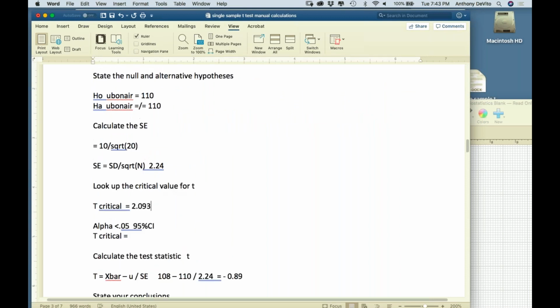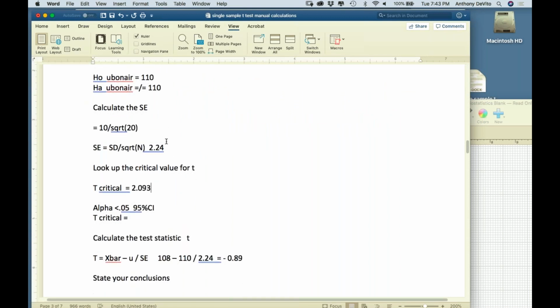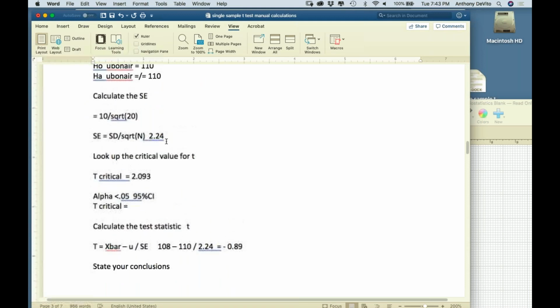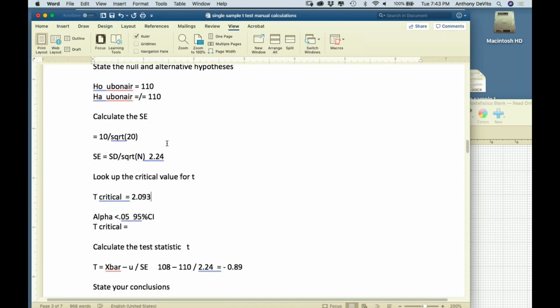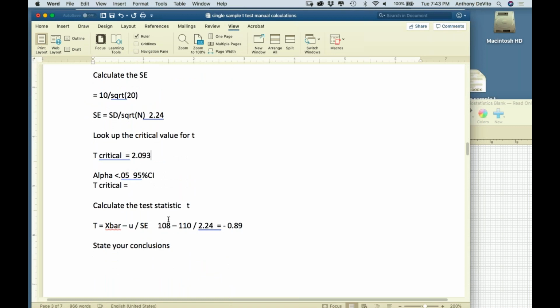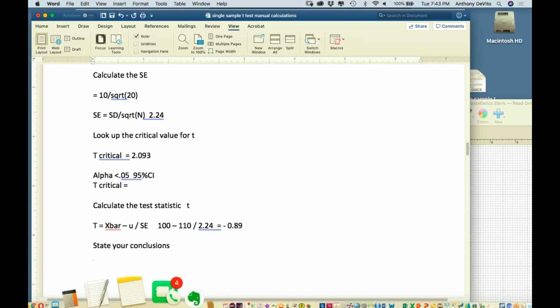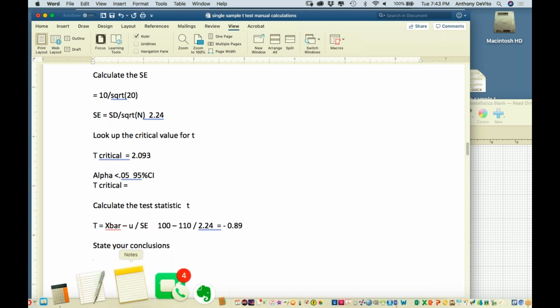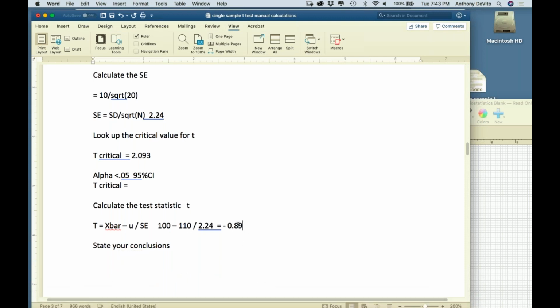Okay. Now, what if the value for the 20 students that he had tested turned out to be not 108, but instead 100? Well, in that case, it would have been 100 minus 110 divided by 2.24, and I'm guessing that is roughly 4 point something. I'm going to call it 4.2. 4.46. Thank you. 4.46. Can I reject the null hypothesis now?